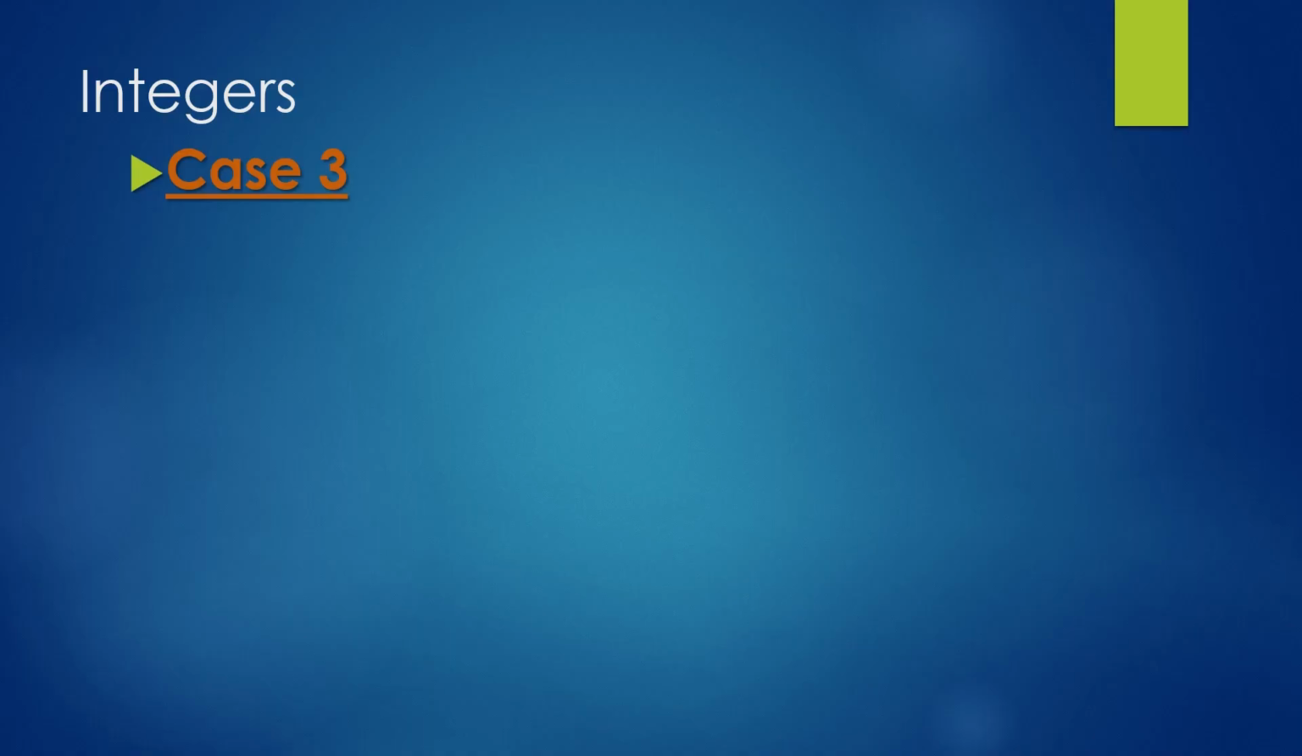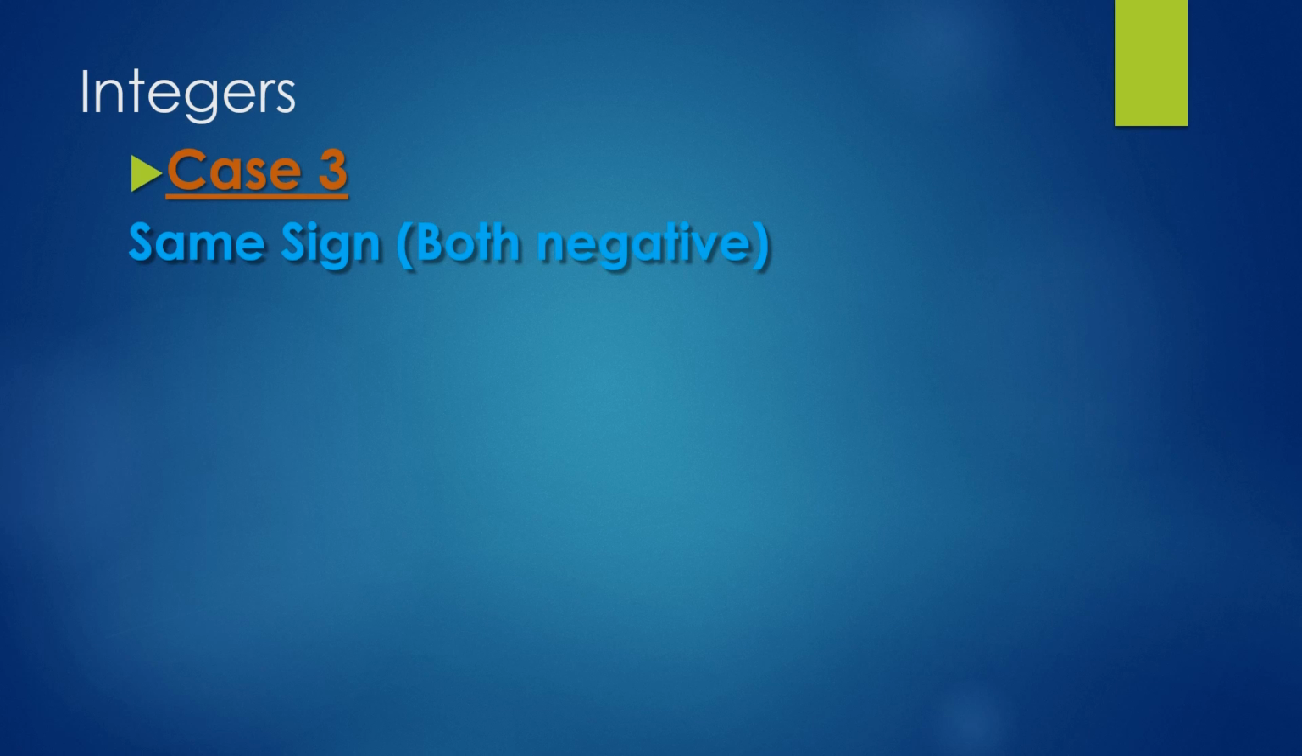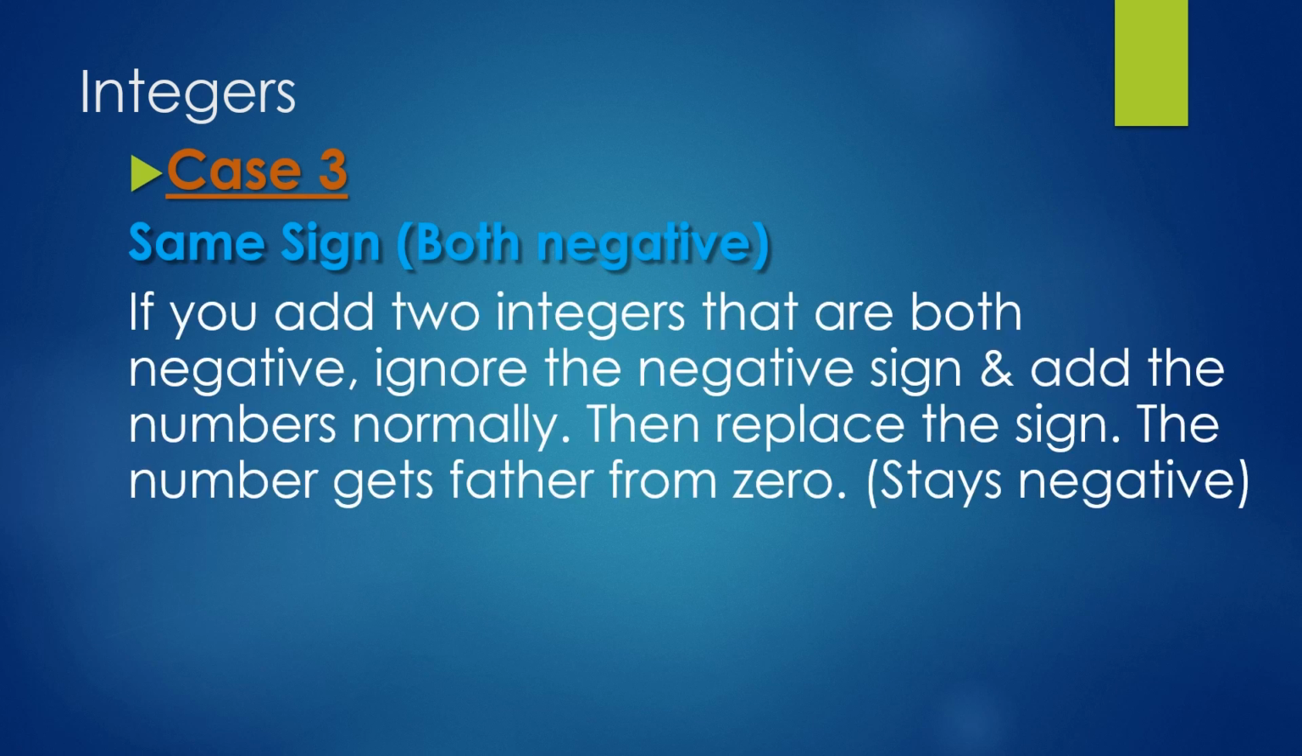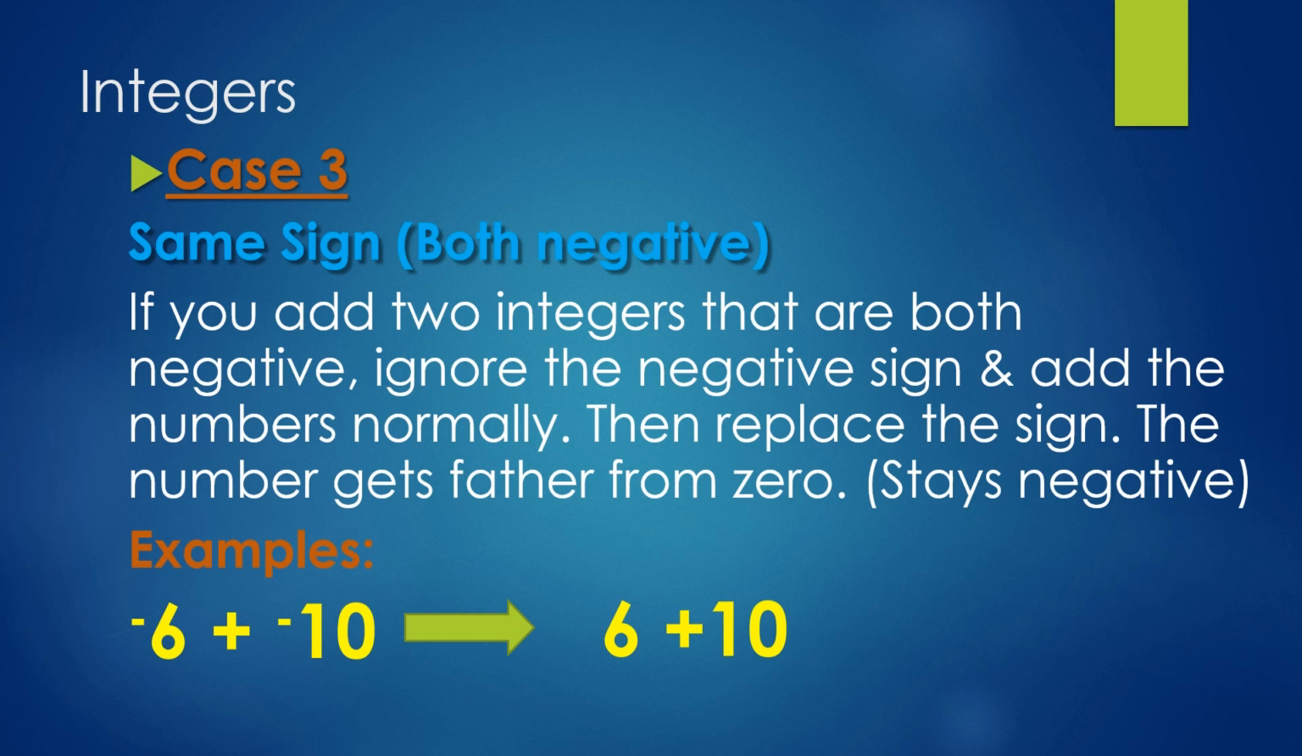Now let's look at case number 3. We have the same sign, but in this case, they're both negative. If you add two integers that are both negative, ignore the negative sign for just a moment and add the numbers like usual. Then you're going to replace the sign and make it negative. The number gets farther from 0 and is going to remain negative. Remember that. So for an example, negative 6 plus negative 10, we're going to change it to 6 plus 10.